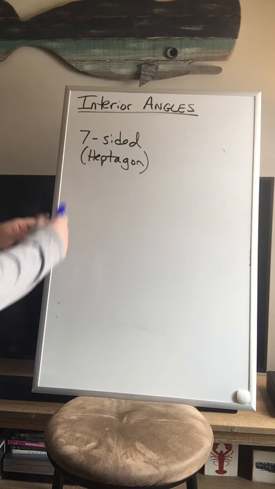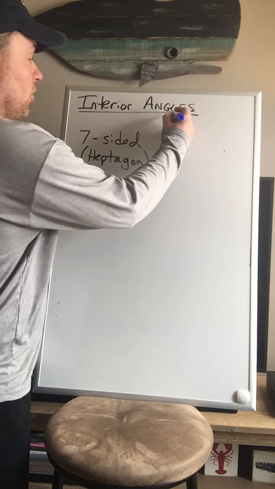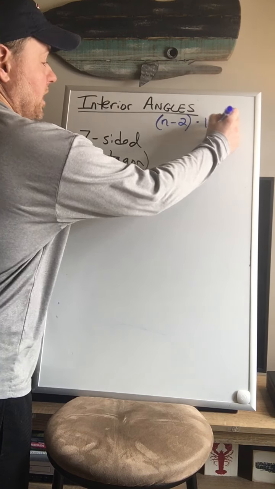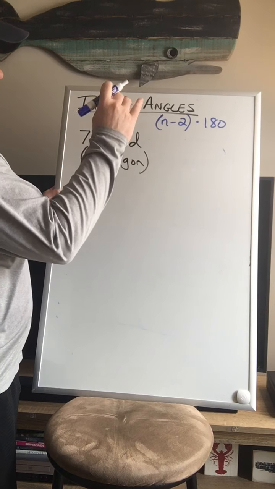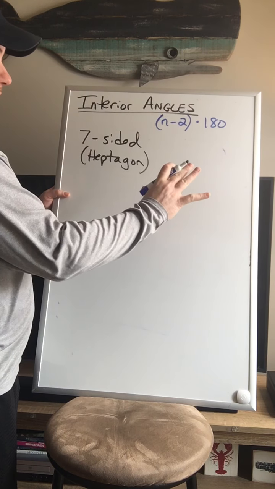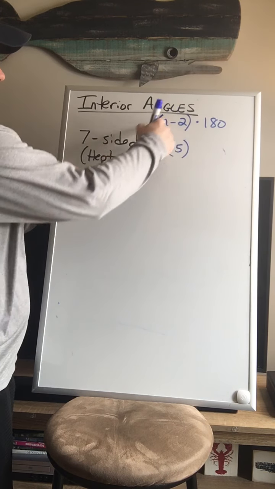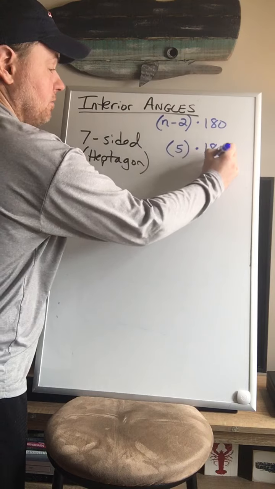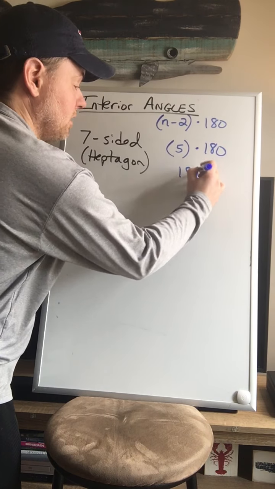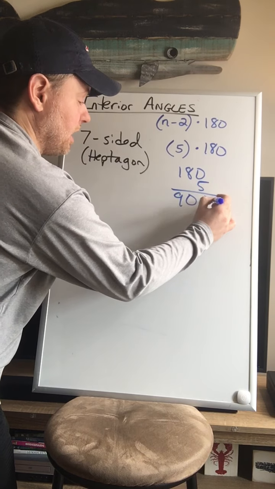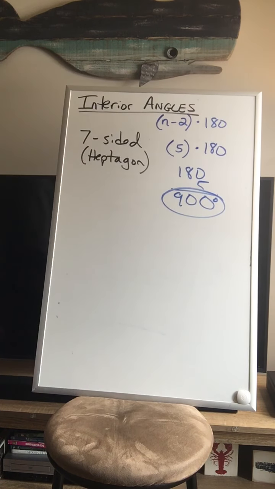Well, I need to know how many triangles there are going to be. If it's 7-sided, remember, it's always 2 less than the number of sides, and then I multiply by 180. So if it's 7-sided, there are going to be 5 triangles that fit inside that figure. 2 less, 7 minus 2, times 180. So 180 times 5, quickly do that, 900 degrees.